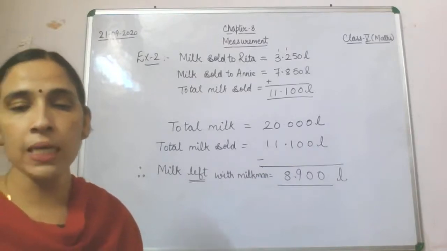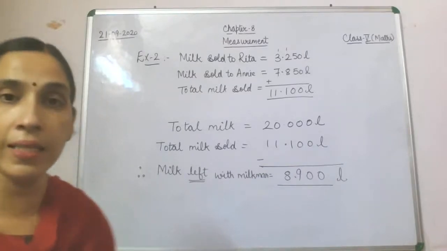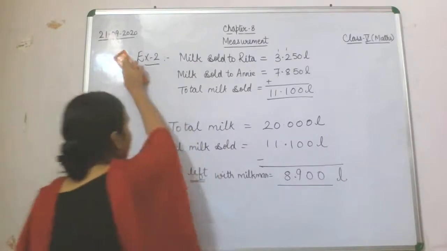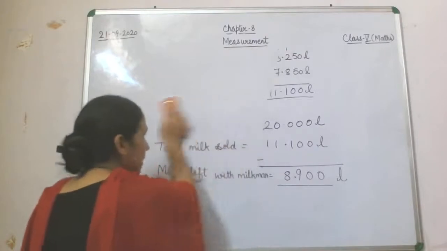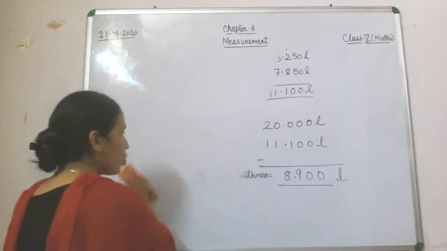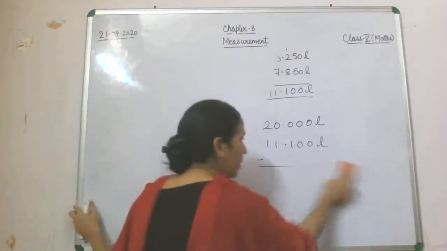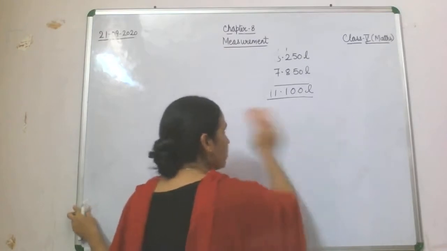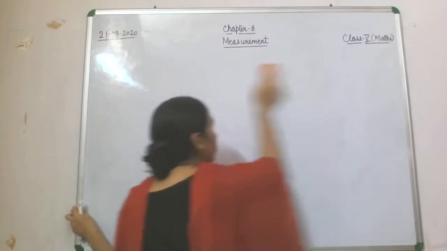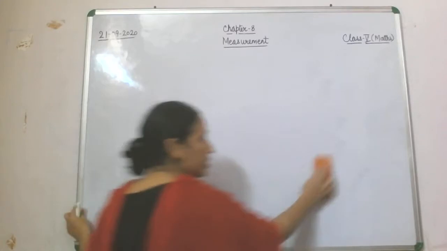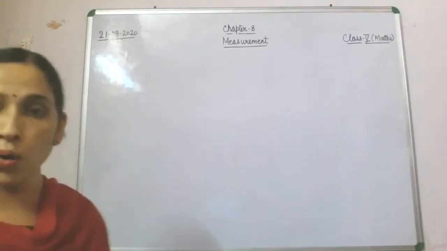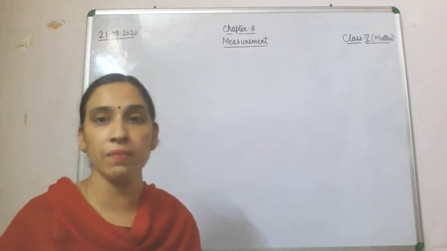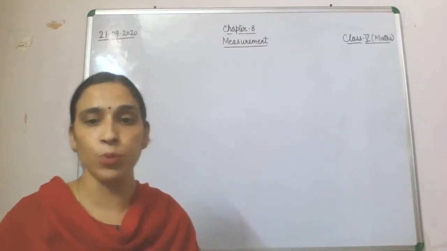Now a bottle can hold, I'll erase it, this example. I hope that example is clear. This example 2. See, in an exercise it is not sufficient that you will do only the questions which are from the exercise. You must understand the concept of all the examples also. So I'll always say that do examples first and after that come to exercise.